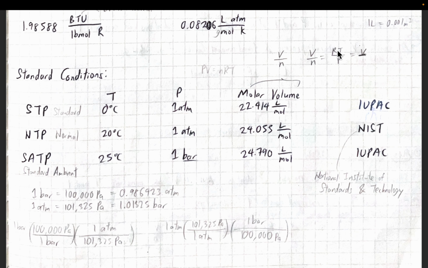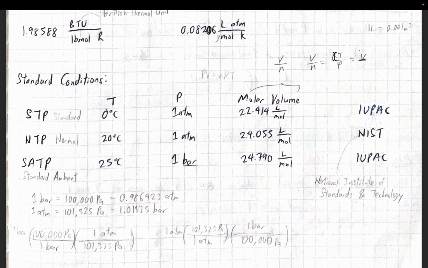So in other words, molar volume V over n is equal to RT over P. Let's express R as 0.08 and temperature, we have to convert this to Kelvin. So 0 degrees Celsius to Kelvin is 273.15.